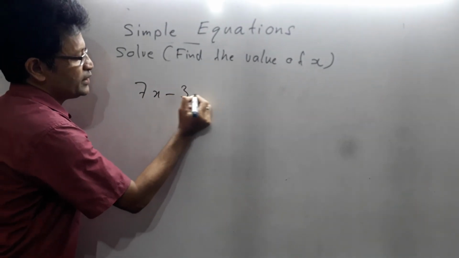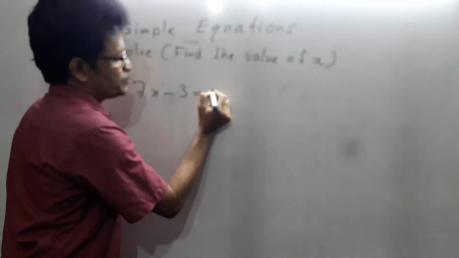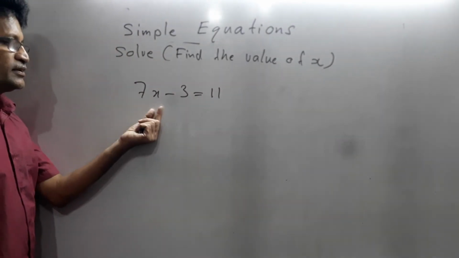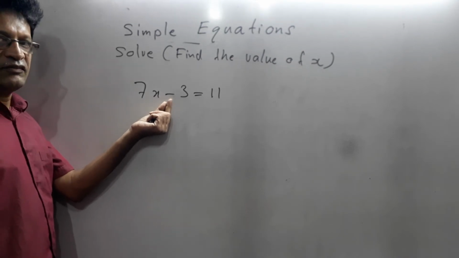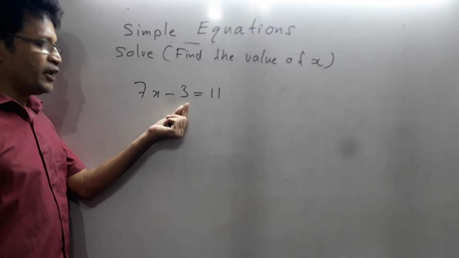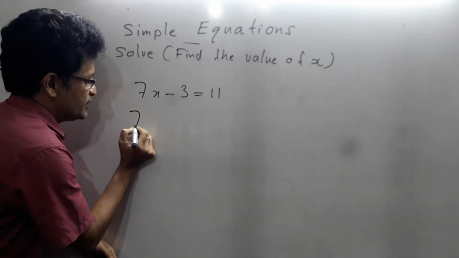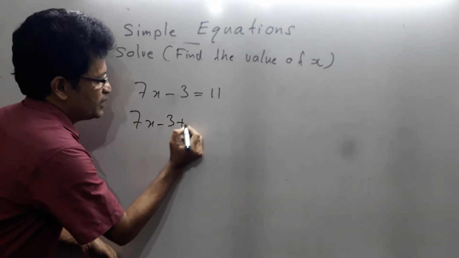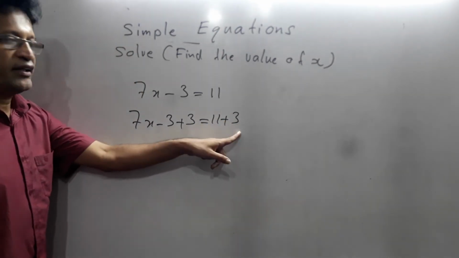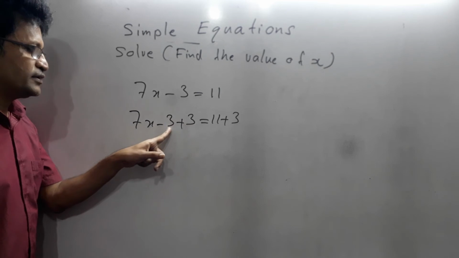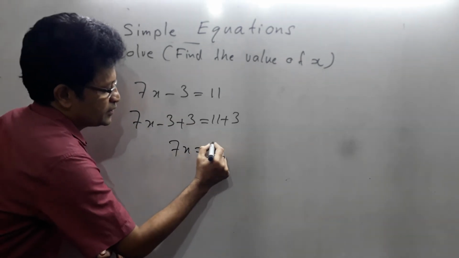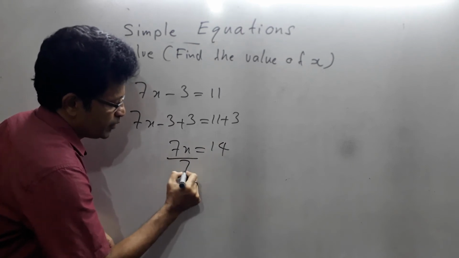7x minus 3 equals 11. Now you have to find the value of x. So here the minus 3 is the first thing you have to remove. To remove this minus 3, I have to add 3 here. 7x minus 3 plus 3 equals 11 plus 3. This side also I have to add another 3. Then minus 3 and plus 3 cancel. 7x. 11 plus 3 is what? 14.